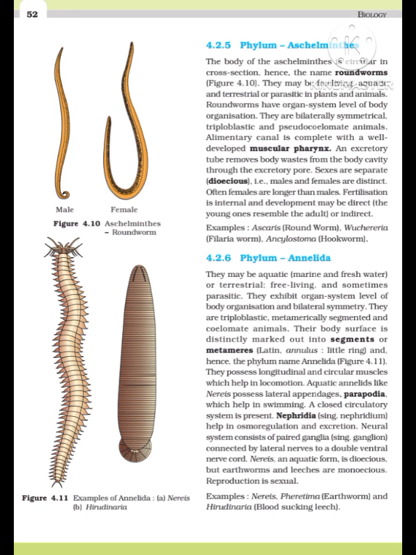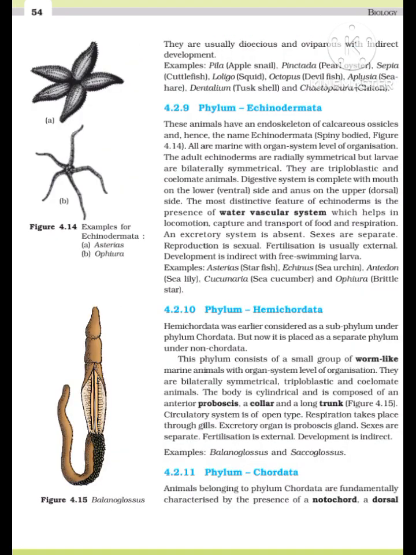Reproduction is sexual. Figure 4.11 Examples of Annelida. A. Nereis. B. Hirudinaria. Examples: Nereis, Pheretima, earthworm, and Hirudinaria, blood-sucking leech.